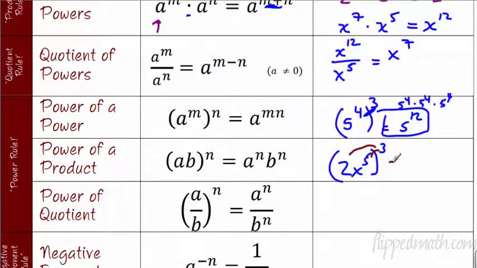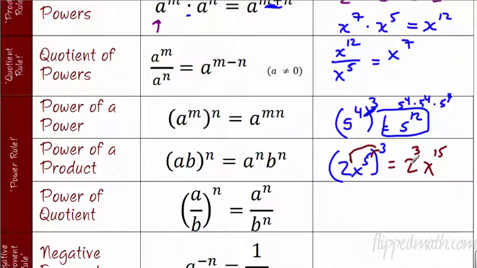So what is this going to give us? Remember, if there's no exponent, there's really a 1 right there. So it's 3 times 1. The rule is you multiply here. So it's 2 raised to the 3 times 1, which is 3, and then x raised to the 3 times 5, which is 15. Okay, so that's going to be our simplified form.